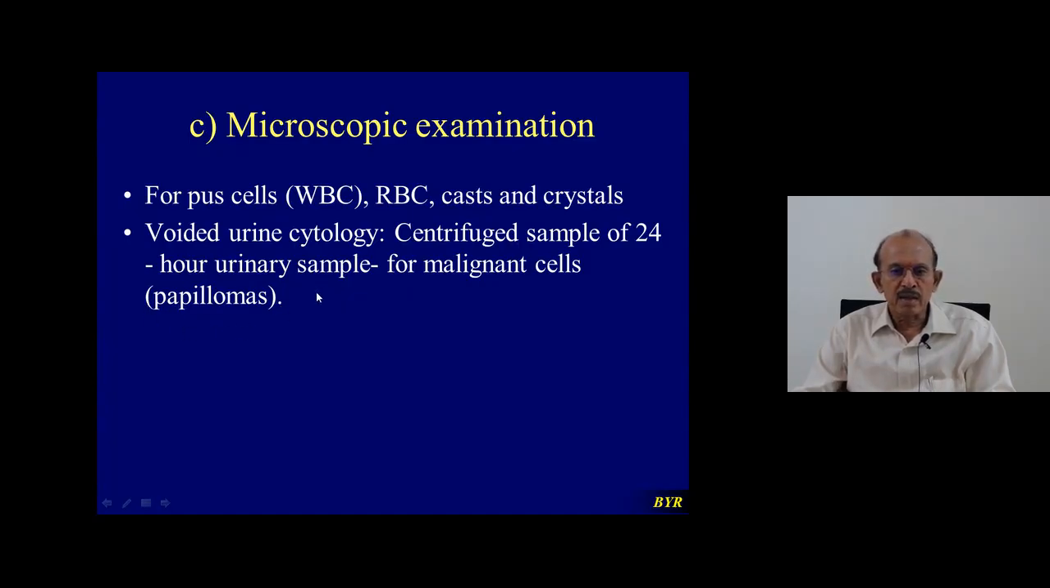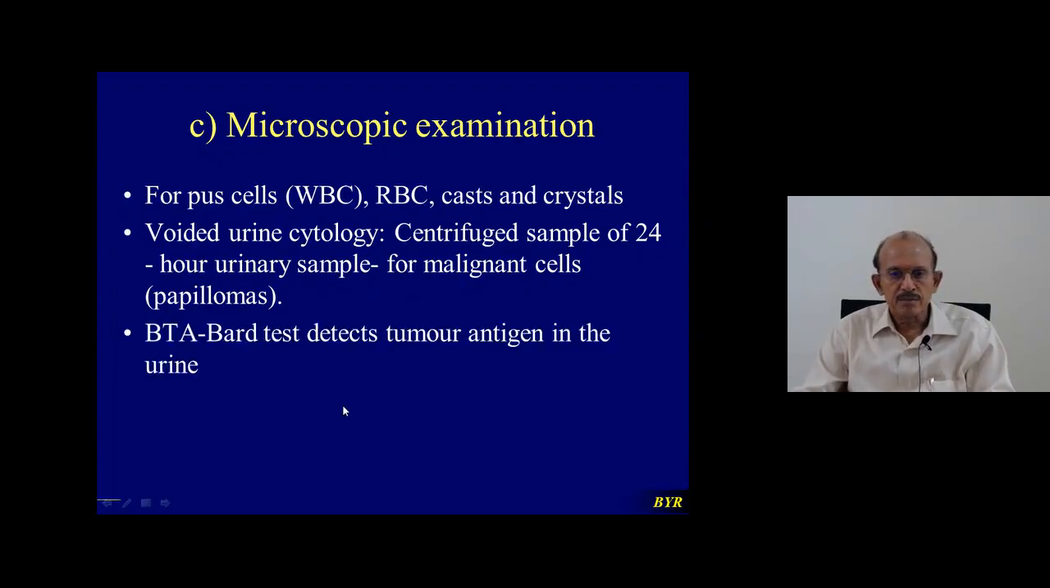Papillomas and papillary carcinomas of the bladder will have the exfoliation, and you can see the malignant cells in the urine, in the sediment. Then there is a lab test called BTA test, which detects tumor antigen in the urine.